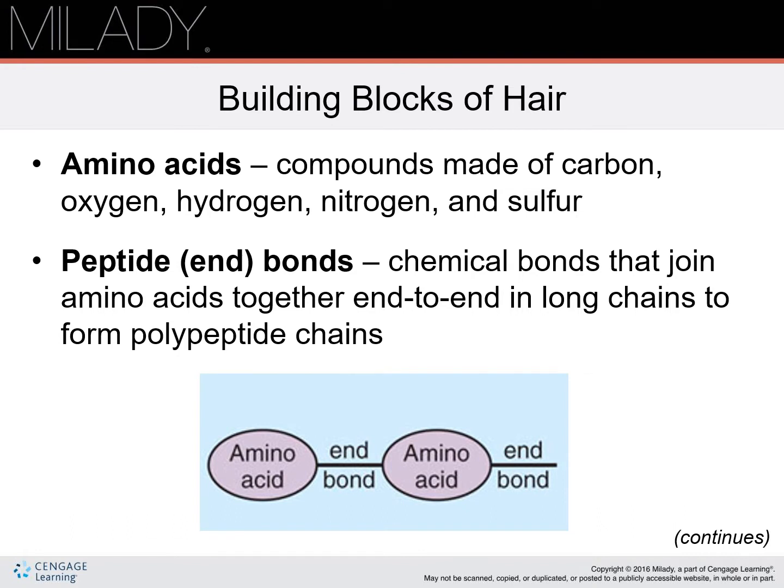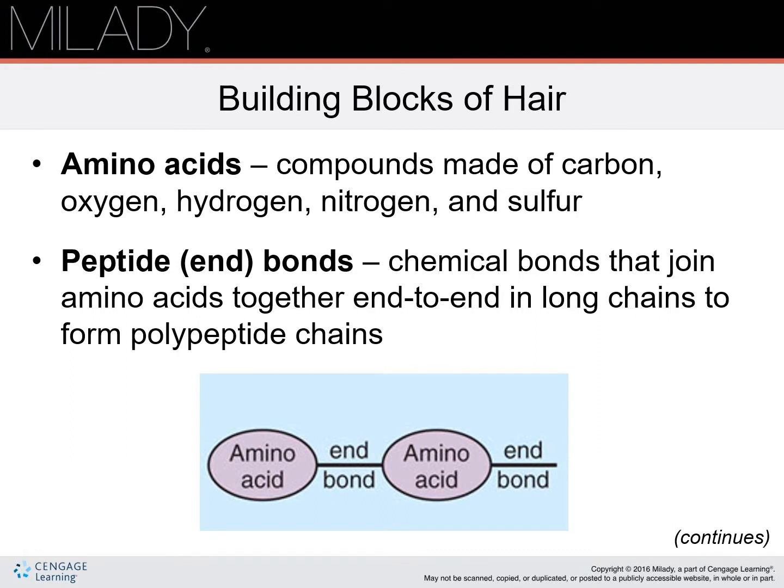Next up is the building blocks of hair. Okay, let's talk about amino acids. Amino acids are compounds made up of carbon, oxygen, hydrogen, and nitrogen, and also sulfur. You'll also see this as CONS, C-O-H-N-S, and that is how I remember it. Carbon, oxygen, hydrogen, nitrogen, and sulfur.